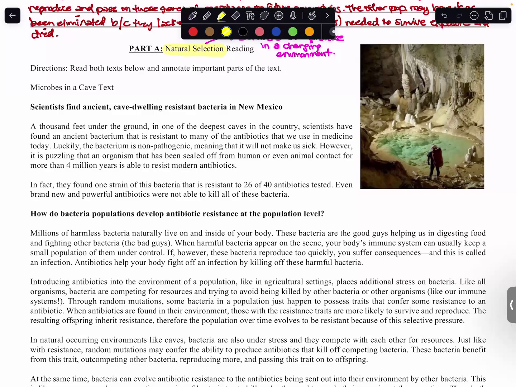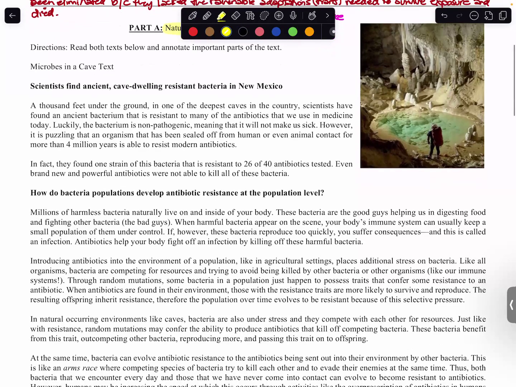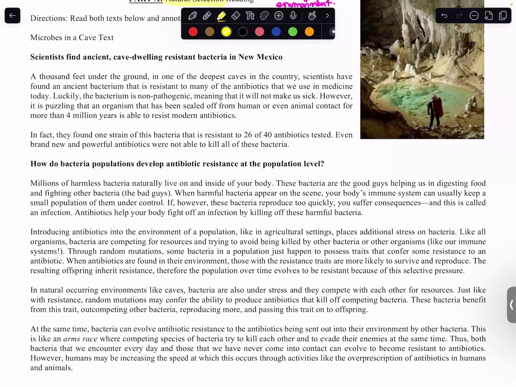So scientists find ancient cave-dwelling resistant bacteria in New Mexico. 1,000 feet under the ground in one of the deepest caves in the country, scientists have found an ancient bacterium that is resistant to many of the antibiotics that we use in medicine today, right? So even though this bacteria has been tucked away, like literally tucked away from all of humanity, and we've been coming up with all of these great antibiotics, when we finally exposed it to the antibiotics that we were so proud of, it didn't die.